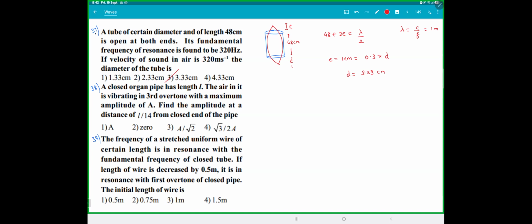Actually, this is how they find the radius of very thin pipes. If you can't use a mechanical system to measure without breaking them, this is one way you can find the radius of thin pipes. Clear what we did? Keep going. Next one, 38, 39.